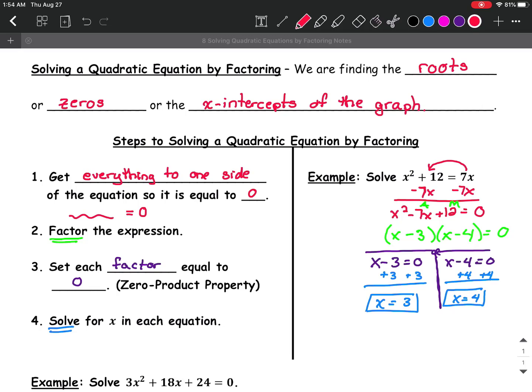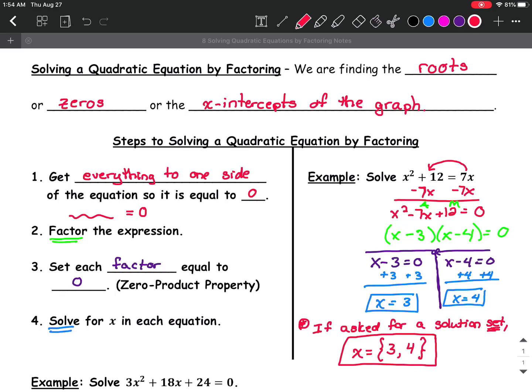Now there is one thing I'm going to caution you on. If you are asked for a solution set, because I guarantee you we're going to ask you for that, you have to rewrite this as x equals, and then in funky set brackets, you write your 3, 4, and it has to be those funky set brackets, not parentheses and not square brackets. Has to be the funky.